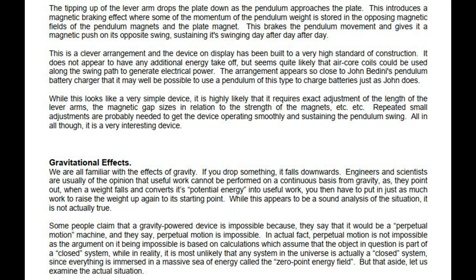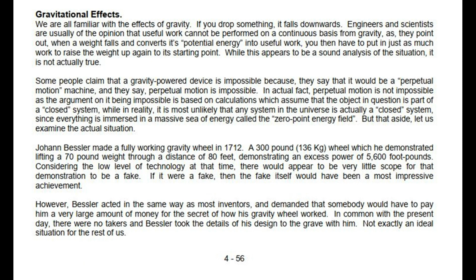Johann Bessler made a fully working gravity wheel in 1712. A 300-pound, 136-kilogram wheel which he demonstrated lifting a 70-pound weight through a distance of 80 feet, demonstrating an excess power of 5,600 foot-pounds. Considering the low level of technology at that time, there would appear to be very little scope for that demonstration to be a fake. If it were a fake, then the fake itself would have been a most impressive achievement.